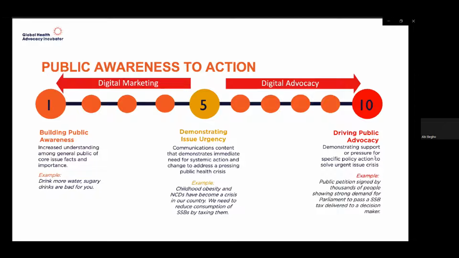This is the crisis. This is a petition signed by thousands of people showing strong demand for Parliament to pass a tax, delivered to a decision maker. That's really where digital advocacy takes place. It's very important to start with marketing and building awareness, but eventually you've got to drive people to action through specific kinds of actions.